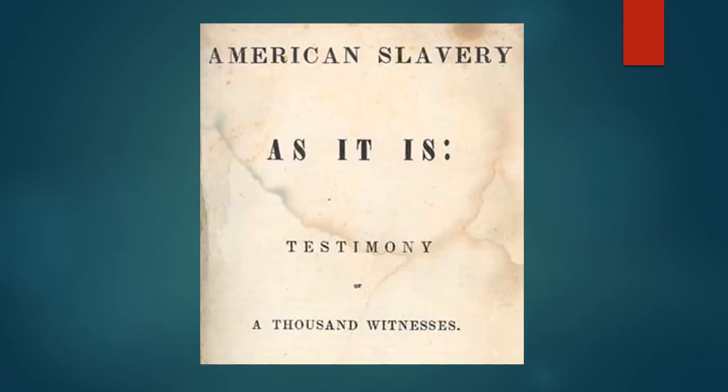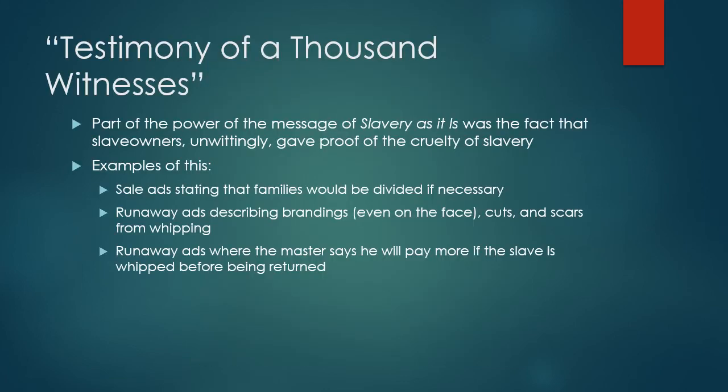The subtitle of this book is very important, The Testimony of 1,000 Witnesses, because the witnesses were slaveholders or other people in the South unwittingly giving proof of how cruel slavery was. Southerners often defended slavery as being paternalistic, of course, but the truth was it was very cruel.